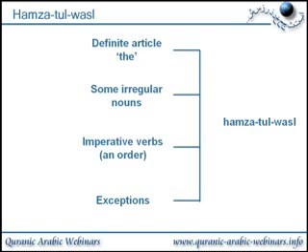So we're going to divide this up into 4 different sections. Firstly, something called the definite article, which in English is the word "the". We're going to have something called irregular nouns, and we've got what are called imperative verbs, which is effectively verbs that are commanding or ordering normally a second person to do something, and then we've got exceptions to all these rules. So we're going to break these down one by one.